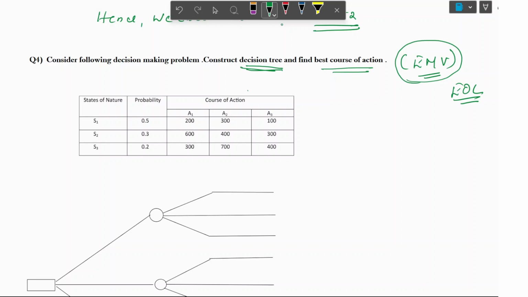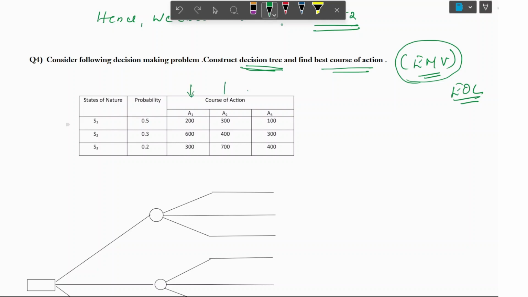But most of the time in the question, they will mention that it is by EMV criteria. But even if I didn't give it as EMV, always calculate by using EMV criteria. EMV criteria means you are just multiplying, finding the value, and finding the maximum value. Now see here, first check how many courses of action there are, because that is going to decide your circles.